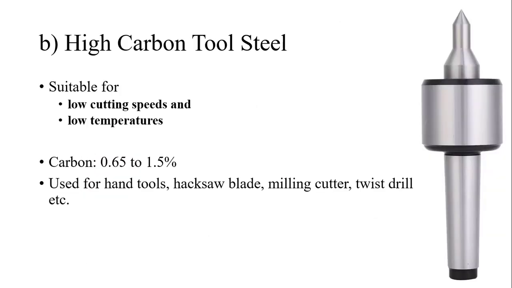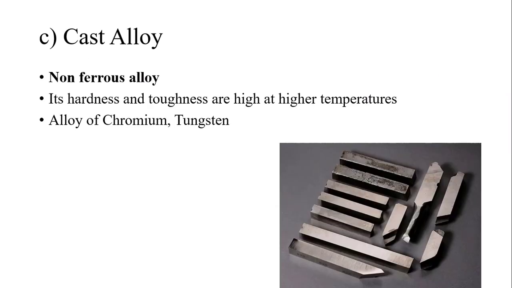Then the second is high carbon tool steel. This tool is comparatively much harder than your high speed steel, fine, but it is used for low cutting speed and low temperatures. Carbon content, you can see it is varying. It is used for hand tools, hacksaw blades, milling cutters, twist drills, etc. These kinds of things we do not use on CNC machines, but yes, for conventional machines, for small scale or micro scale industries, these high carbon steel tools are used. Then cast alloys.